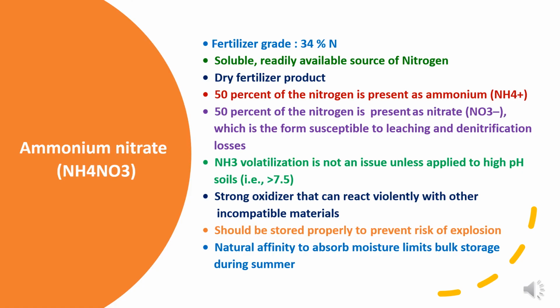Now to study ammonium and nitrate fertilizers. First one is ammonium nitrate, which contain 34% of nitrogen, and this fertilizer is soluble in nature and readily available source of nitrogen. Ammonium nitrate fertilizer is having 50% ammonical form of nitrogen and 50% in nitrate form. There is risk of explosion in this fertilizer, so it should be stored properly with care.